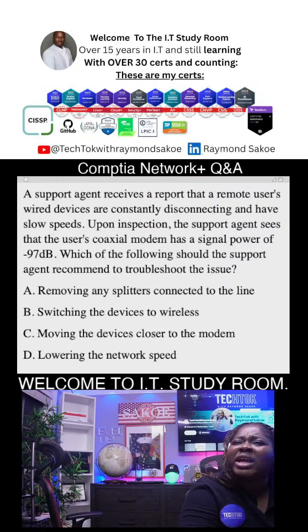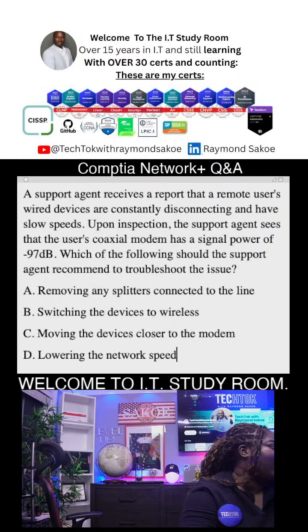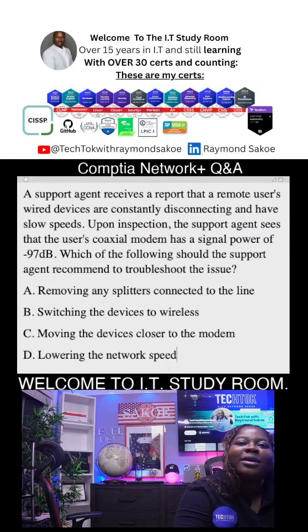Okay. A support agent receives a report that a remote user's wired device. Okay, when you finish, I feel like I'm. Oh, no worries, come on. You found it? Is it making noise? Yeah, I was able to hear myself. Okay, hold on, almost there.